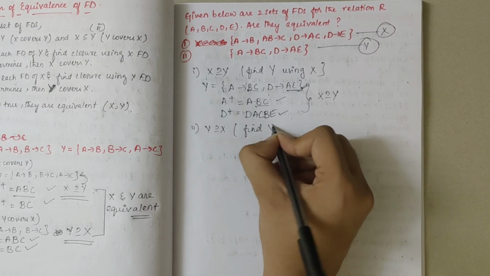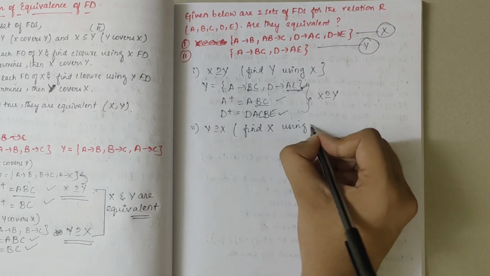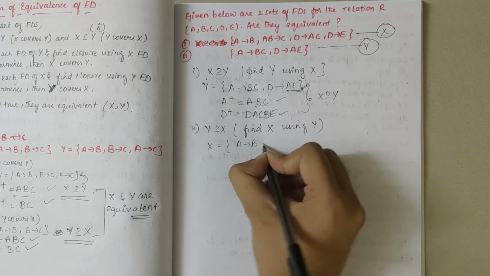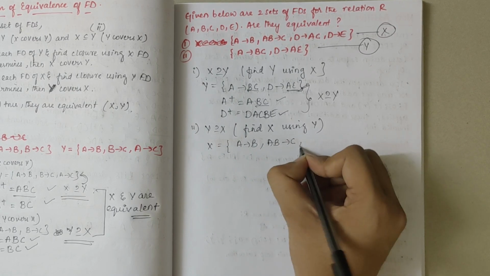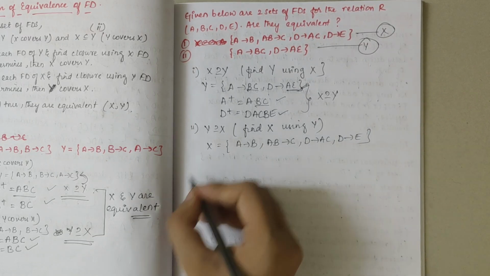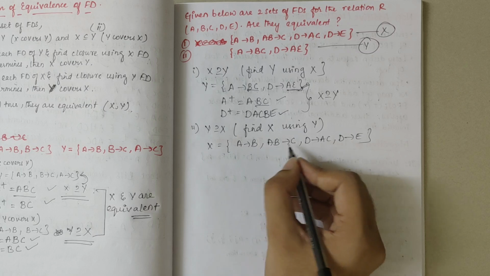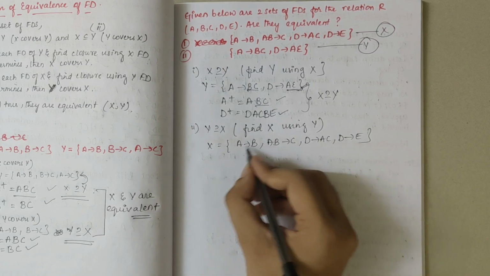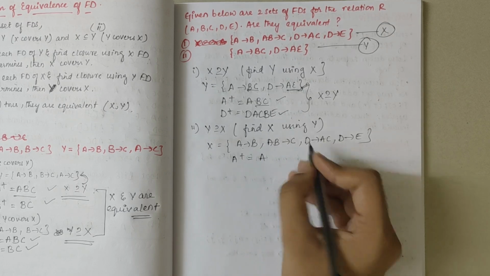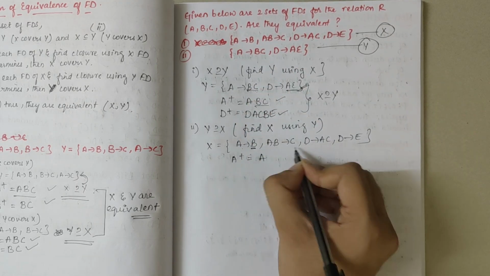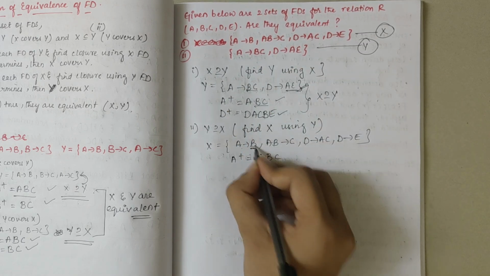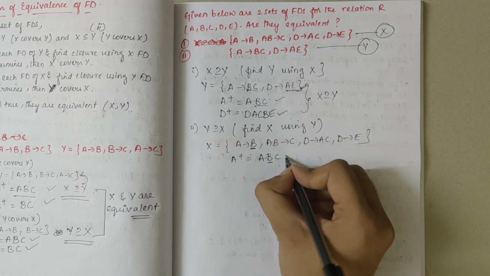Next I'll take Y covers X. That is, find X using Y. So I'll write X. A determines B, AB determines C, D determines AC and D determines E. Now I'll check. Here I have A, AB closure, D and D. So I'll write A closure first. A closure is A derives BC. I wanted B, I've obtained B, so this is correct.